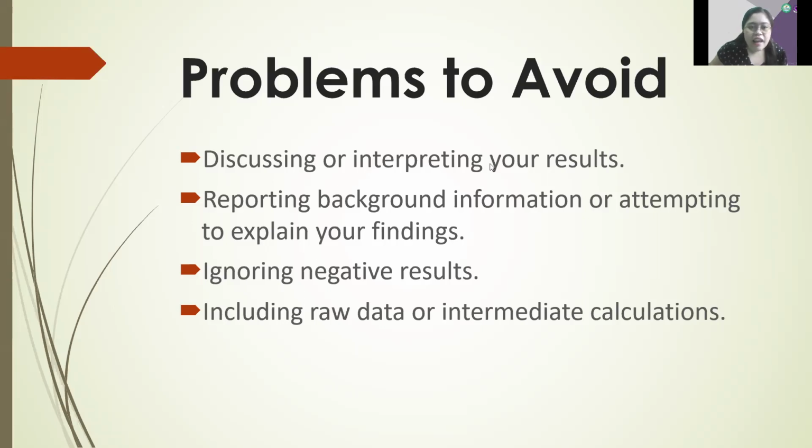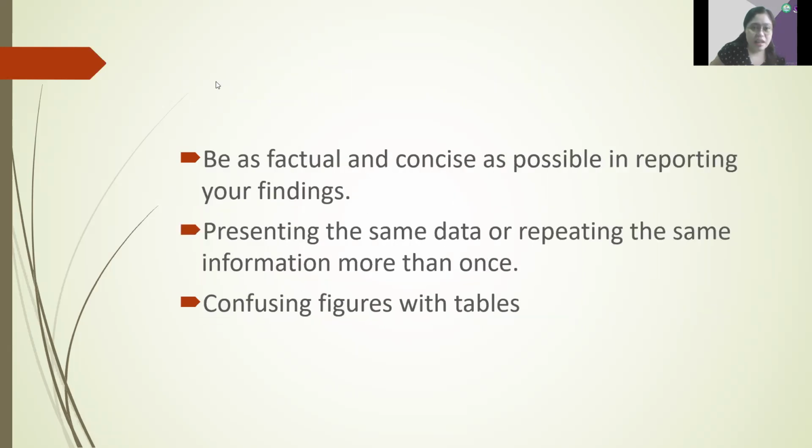Okay, sige, Krisha. And do not include raw data or intermediate calculations. The raw data, your data during the experiment, most of the time we will just include in the table the mean, the standard deviation, and the verbal interpretation. The raw data is most of the time found in the appendices. And especially the calculations, for example, the calculation of the dose, all of that is found in the appendices. It is not placed in the results section.